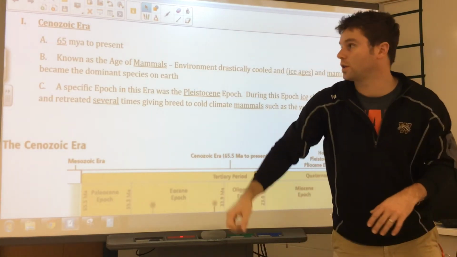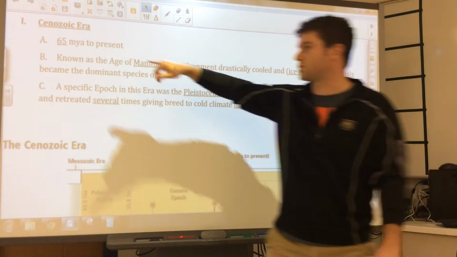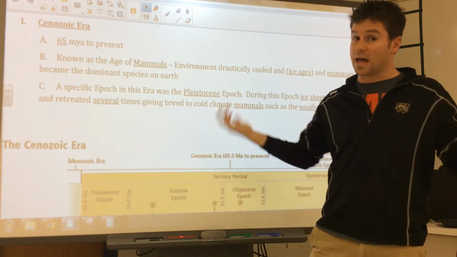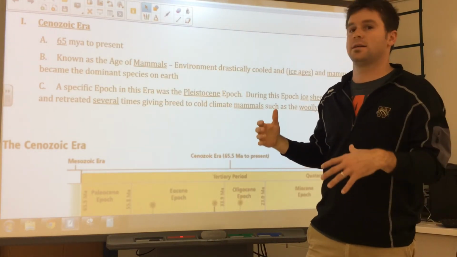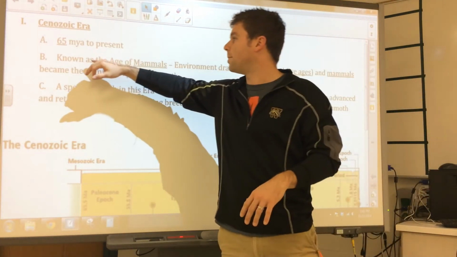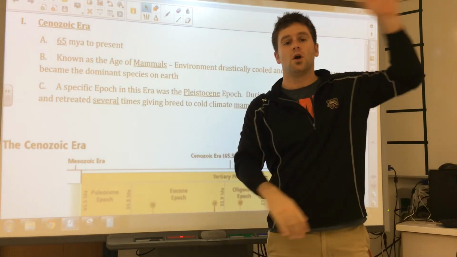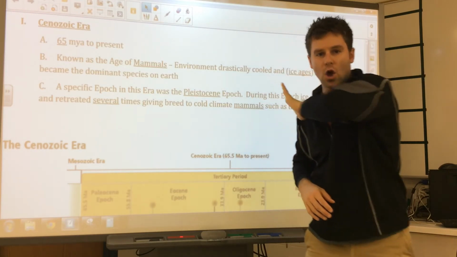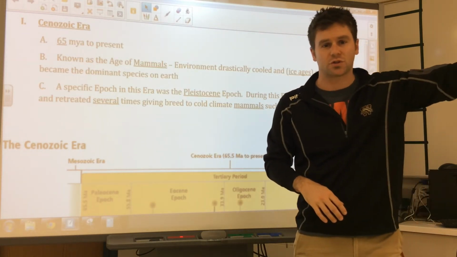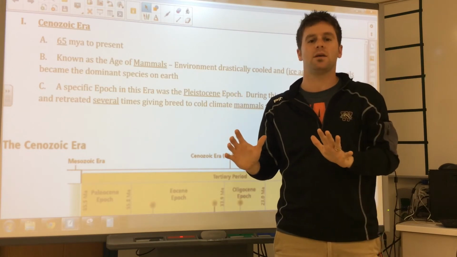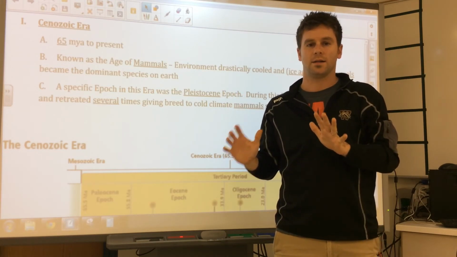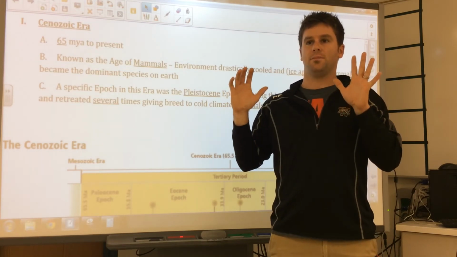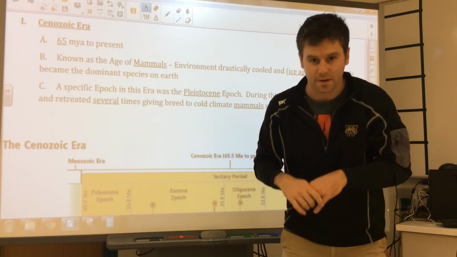So we are now currently in the Cenozoic era, which is from 65 million years ago to present. All right, and there's a lot that we can tell from these layers of rock, known as the Age of Mammals. The reptiles, the dinosaurs, and all of those reptiles were not favored to survive, and mammals then became the dominant organism that thrived on the planet.